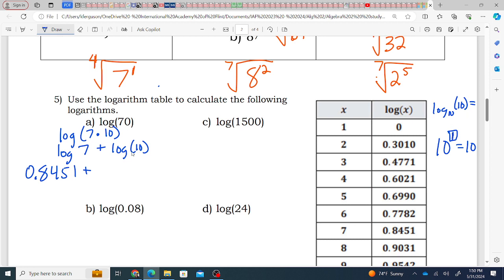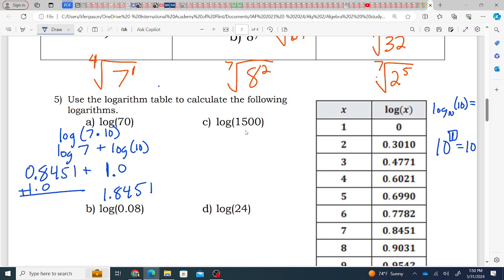So when my base and the number I'm taking the log of are the same, then they just cancel each other out and I get 1. So that's going to be 1. And now I can add that. If I add a point 0 on the end, I line those up. 1.0, add those together. My answer is 1.8451.